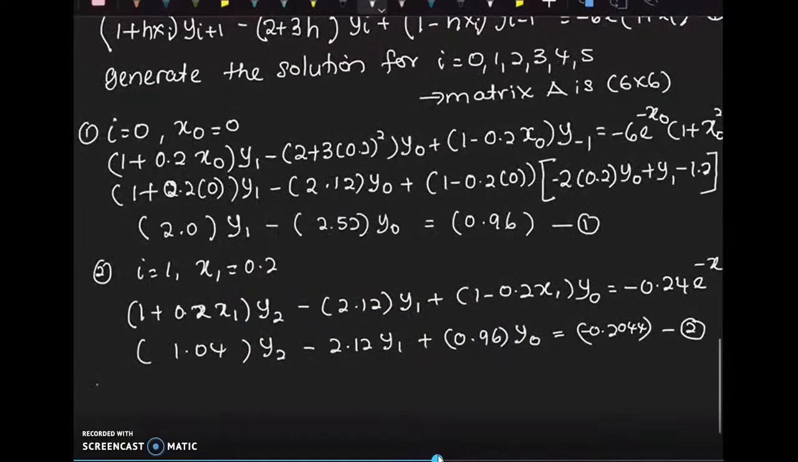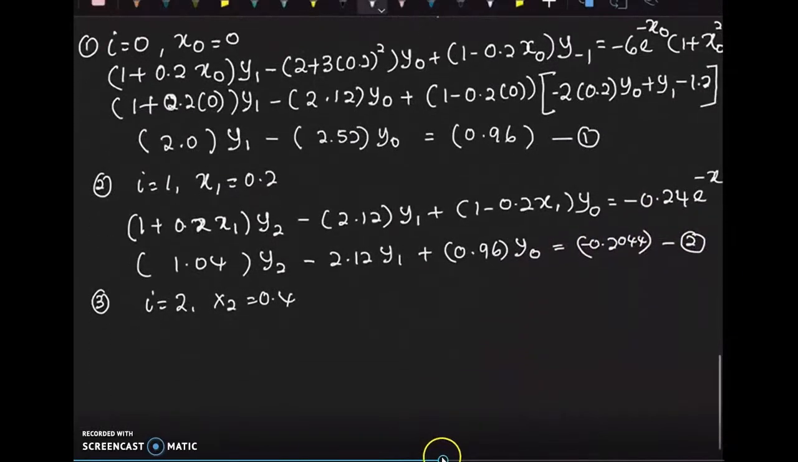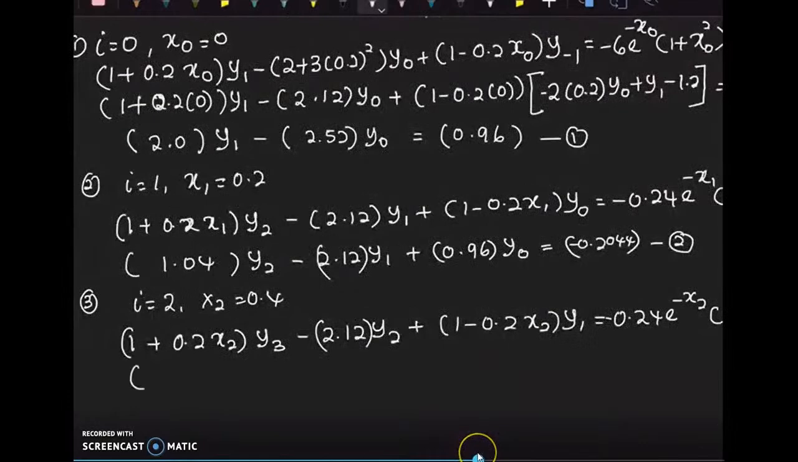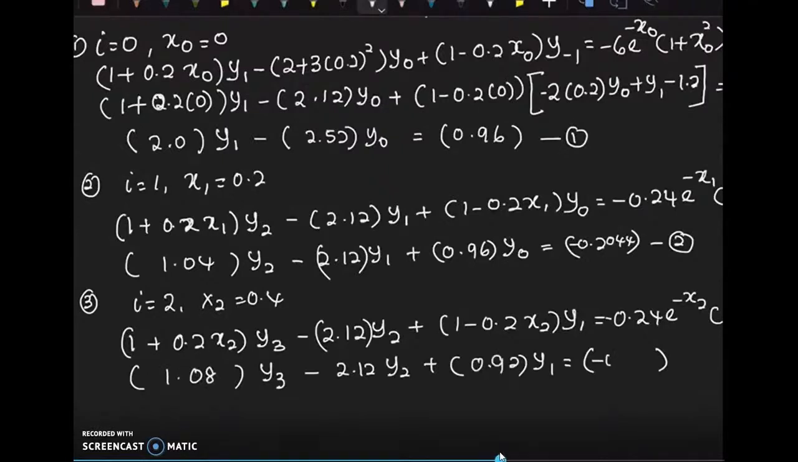All right, the important thing is how you derive when you generate I equal to 2, I equal to 3. So what you need to do here, don't give up. Go to the star function. Replace I equal to 2. X2 is equal to 0.4. All right, continue to I equal to 3 because you have a 6 times 6 matrix.